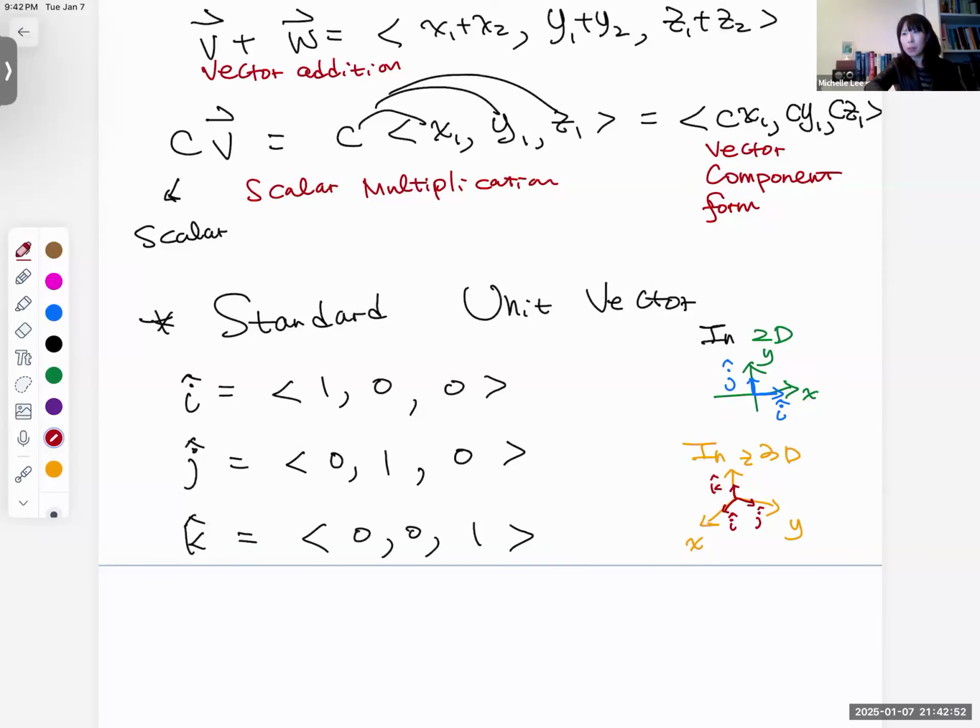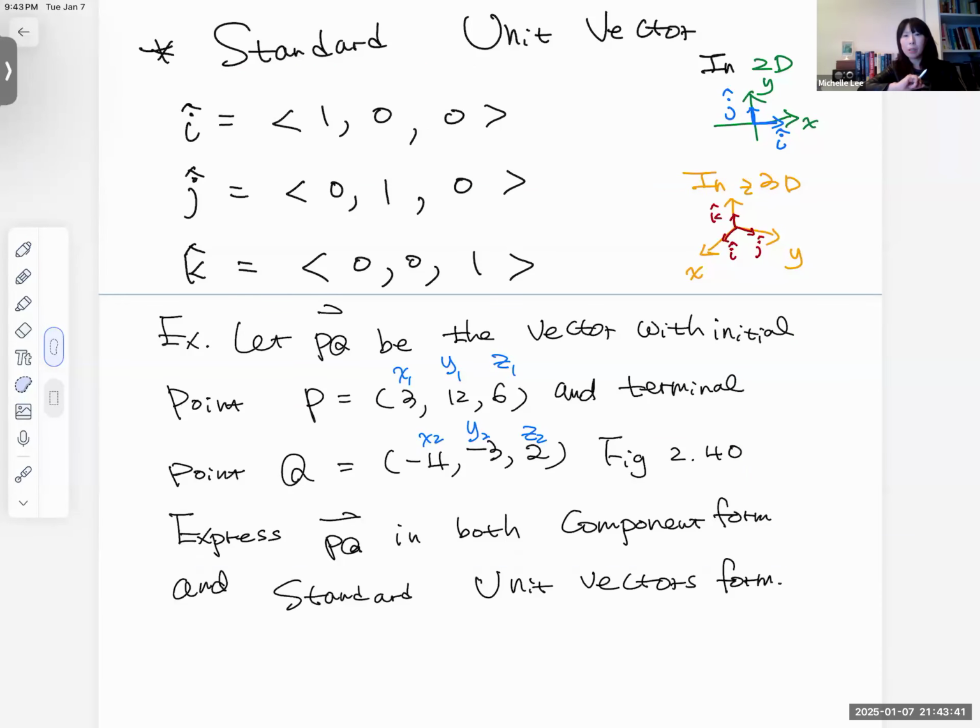So let's do an example so that we understand vectors in 3 dimensions, right? Okay, so let PQ be a vector with the initial point P equal to that, terminal point Q equal to that. Express PQ in both component form and standard unit vector form. Okay. So we know the formula. The formula has vector V, same as the line segment PQ.